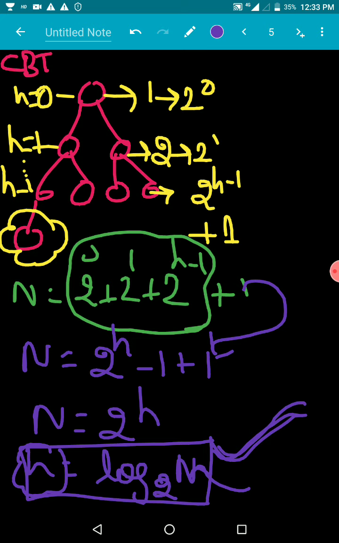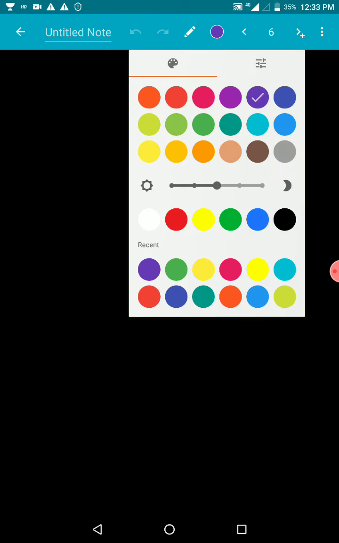So finally we found the height of the skewed binary tree, the complete binary tree, and the full binary tree. But the important question is: why are we learning the height of the tree, and where is it used?